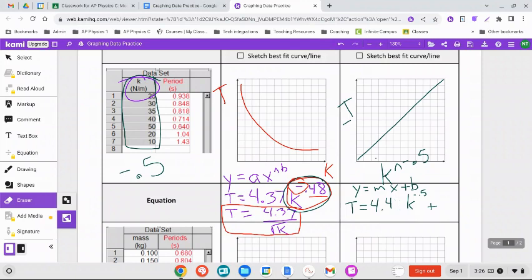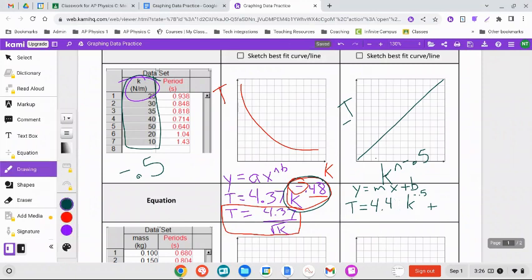So this was 7, excuse me. So we'll put 7 in here. And this was 0.03. So again, if we look at this, our period is again directly proportional to the inverse of the square root of the spring constant.